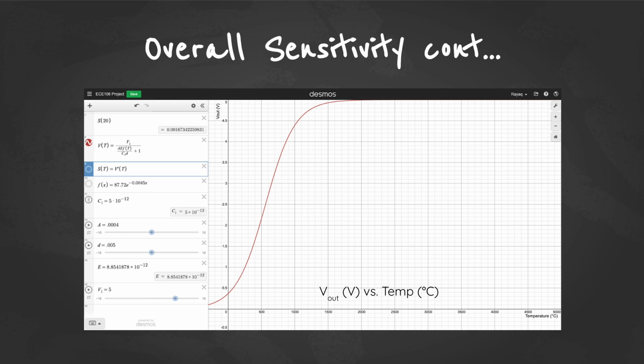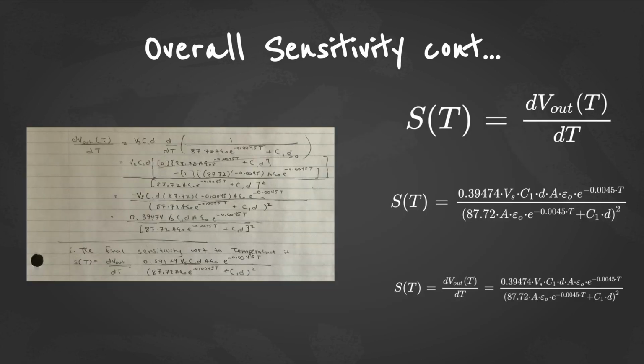This is a very unique discovery. Essentially, as our temperature increases to very, very high values of T, we can see that our V out as a function approaches our V source. And this is a really unique discovery. Anyways, moving forward, we are trying to find the overall sensitivity.